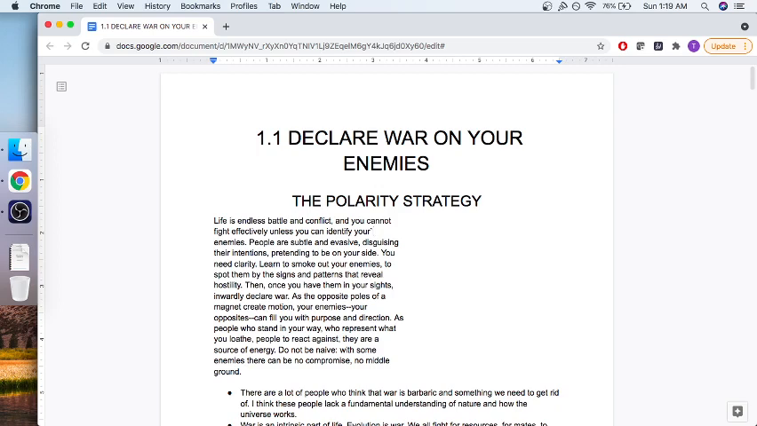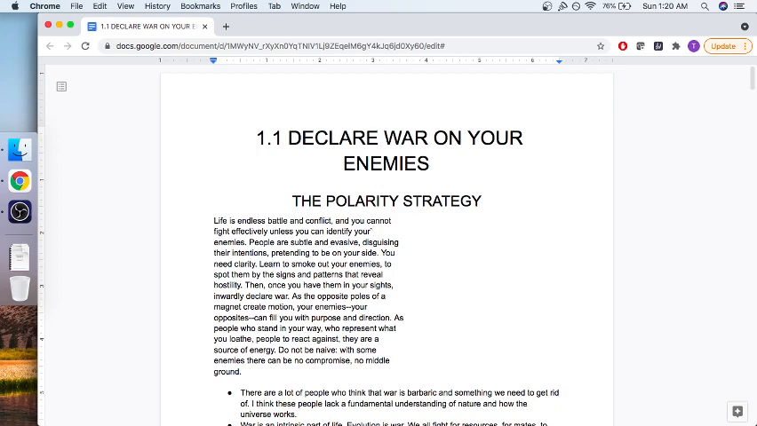You cannot fight effectively unless you can identify your enemies. People are subtle and evasive, disguising their intentions, pretending to be on your side. You need clarity. Learn to smoke out your enemies, to spot them by the signs and patterns that reveal hostility. Then, once you have them in your sights, inwardly declare war.